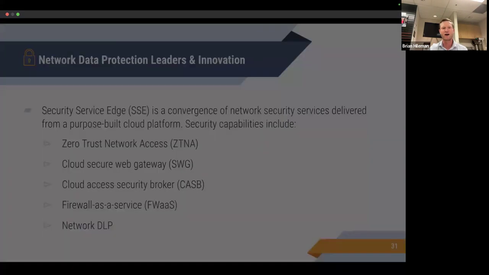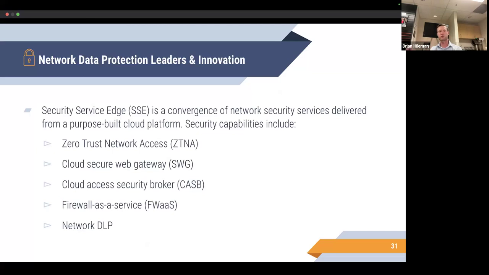Okay, so what's been the innovation? I'm sure you've heard some of these acronyms. There's two of them, and I forgot to put the other one in here. One of them is called SSE, Security Service Edge. The other acronym that you'll hear in this area is called SASE. And SASE is essentially just a combination of SSE plus SD-WAN. So SASE is essentially a combination of both of those.